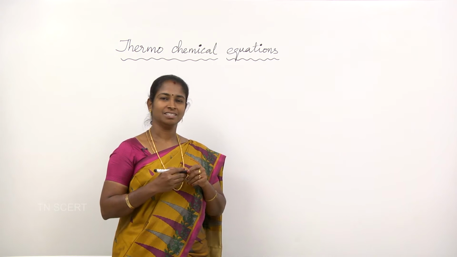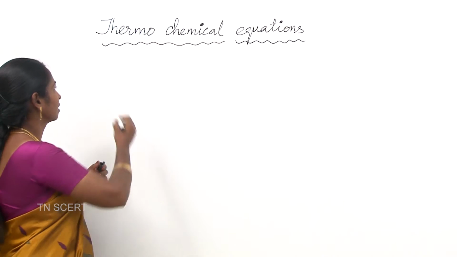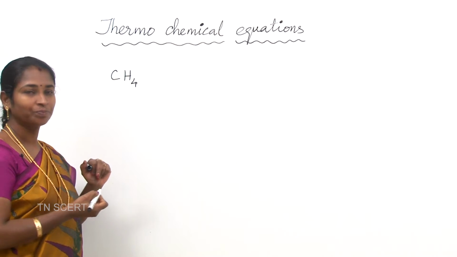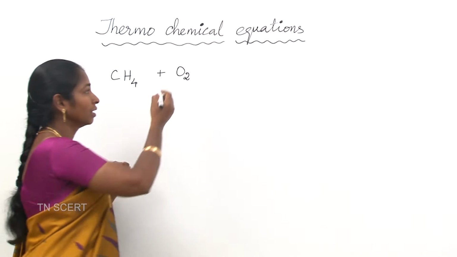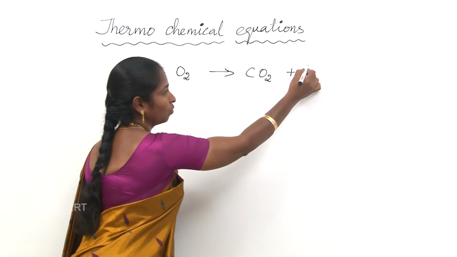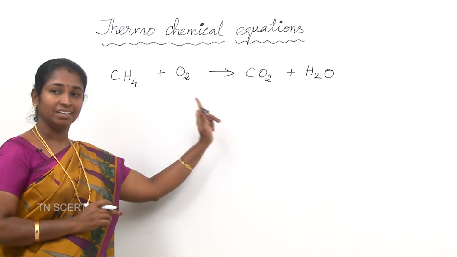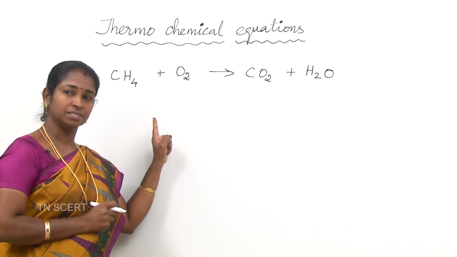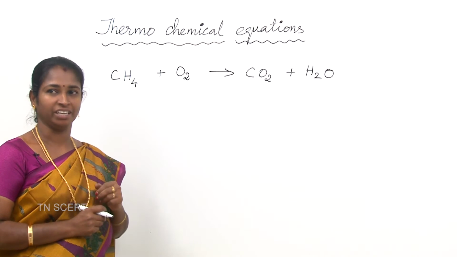A chemical equation is a symbolic representation of a reaction. Let us take one example. Methane, the formula of which is CH4, reacts with oxygen, that is O2, to form carbon dioxide CO2 and water H2O. This is a skeletal equation. If the equation contains the same number of atoms on both sides of the arrow mark, it is said to be a balanced equation or stoichiometric equation.